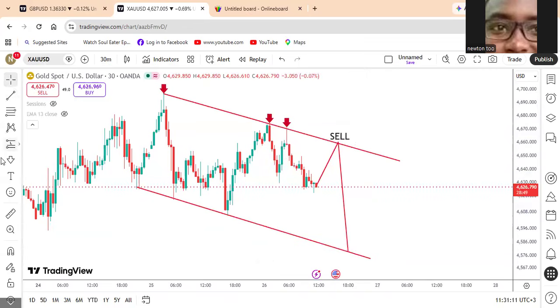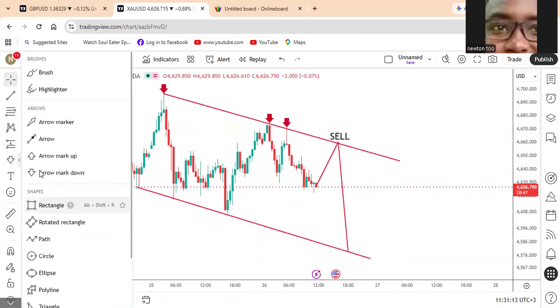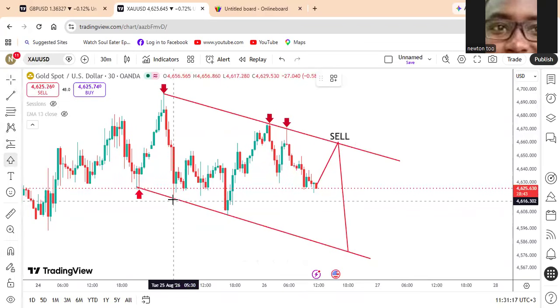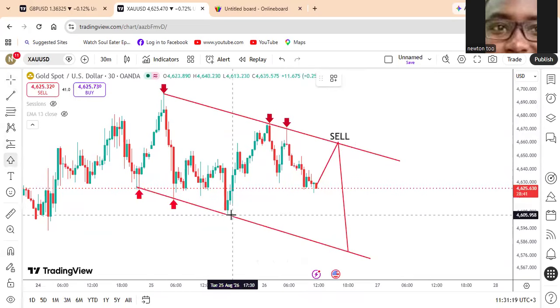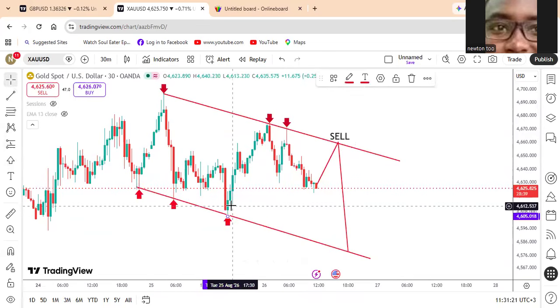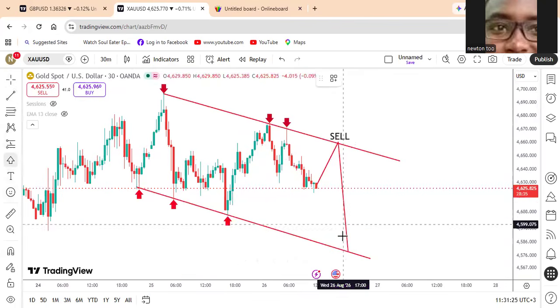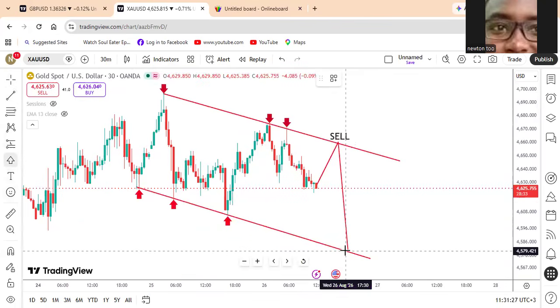So this is my touch one, my touch two, my touch three here, which was a very, very good trade for an uptrend. Then we're having this fourth touch here. Are you seeing this fourth touch?